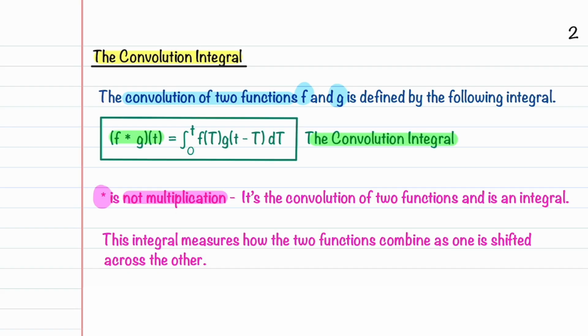Instead, it's a special operation, an integral that measures how the two functions combine as one is shifted across the other in time. Notice what's happening inside this integral. We're integrating over a dummy variable called tau, and tau goes from 0 to t. We plug tau into f and t minus tau into g, and then we multiply and integrate from 0 to t. The integral is essentially asking, how does the accumulated interaction between f and g build up?